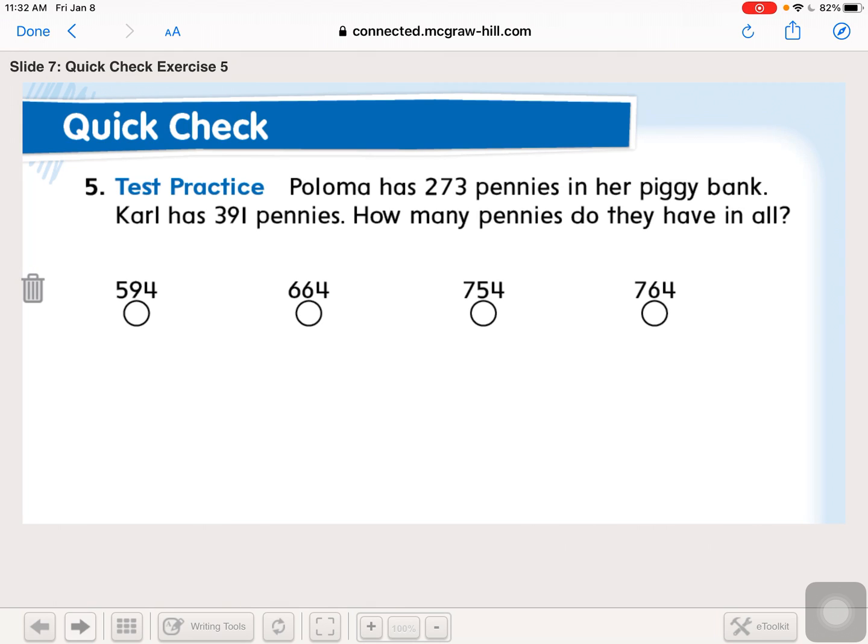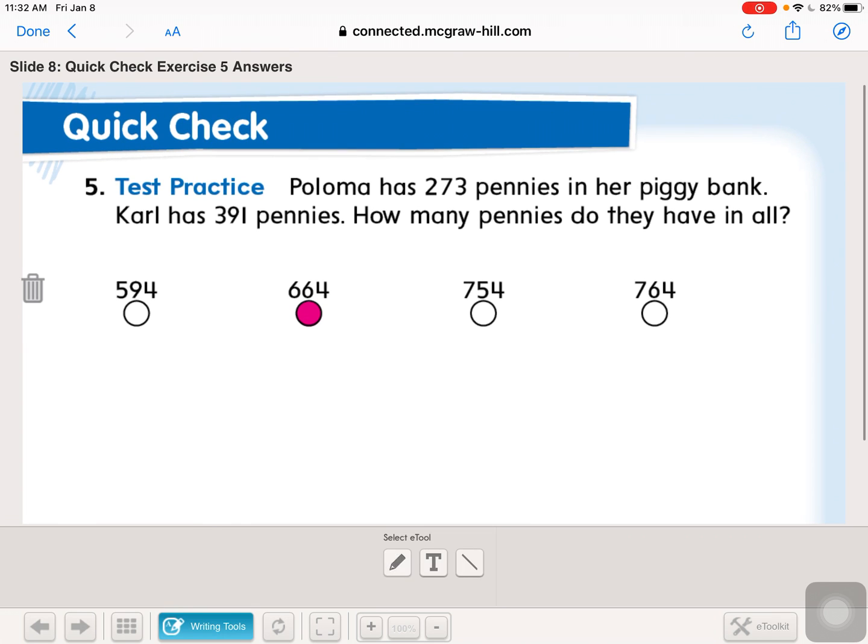Okay, again, I'd like you to pause. And you're going to solve this problem, and you may push play when you're ready to check. It says Paloma has 273 pennies in her piggy bank. Carl has 391 pennies. How many pennies do they have in all? Please write this out to the side. I really want you to do this so that you can be practicing your skills, and you can check your own answers to see how you did.